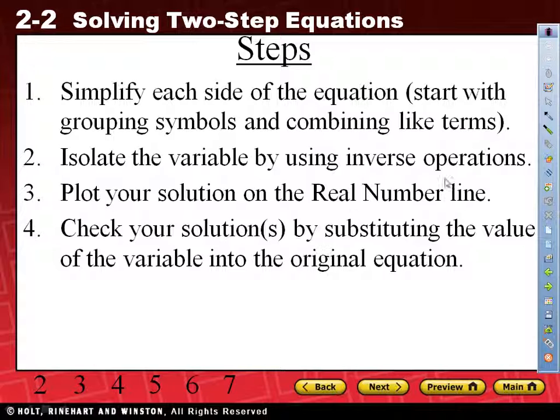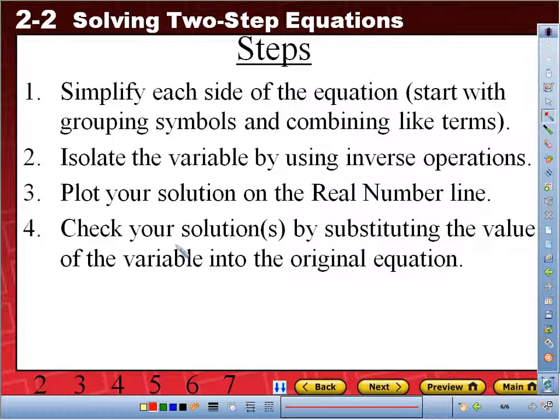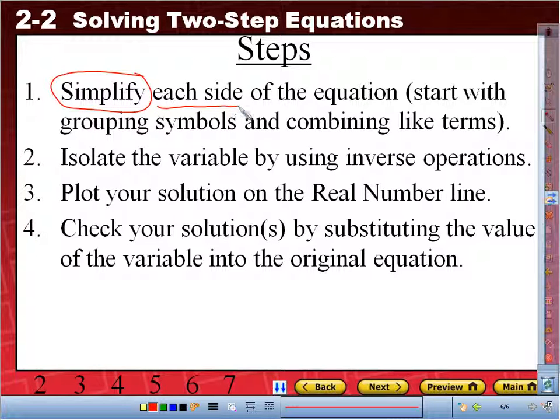Steps. Number one, simplify each side of the equation. Start with grouping symbols and combine like terms. So the word to circle there is simplify. Circle that. Okay. So simplify each side.